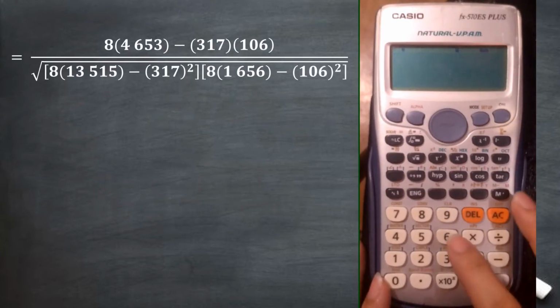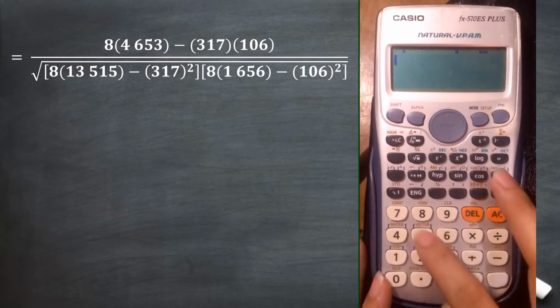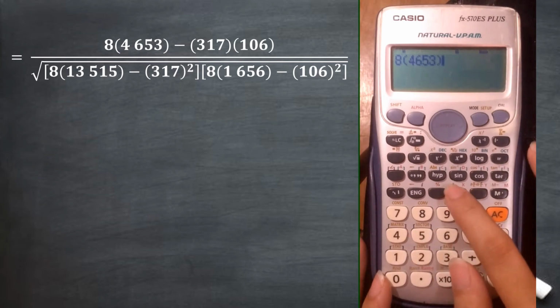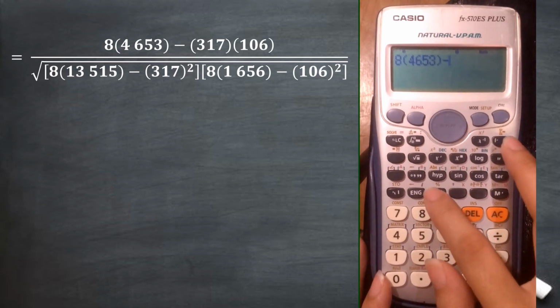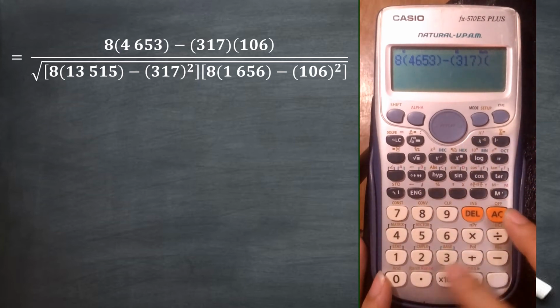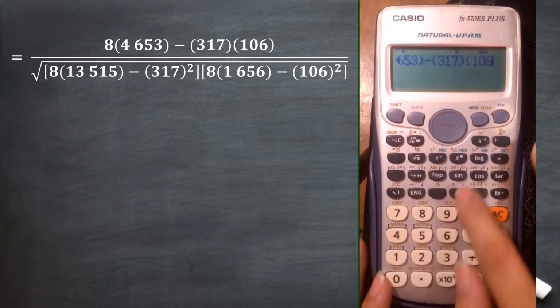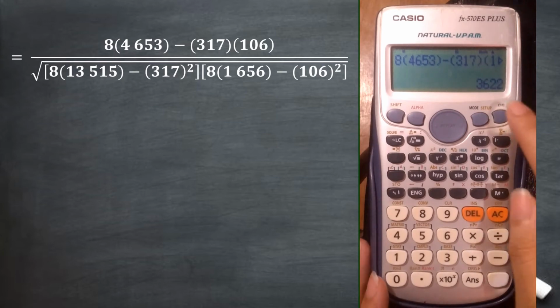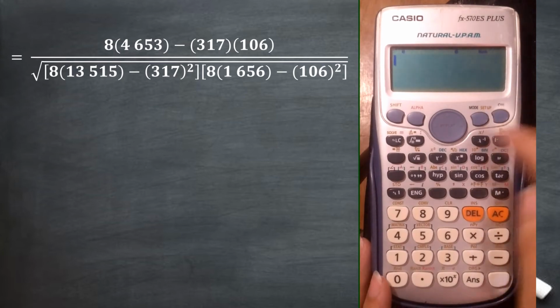Solving for the numerator, we have 8 open, 4,653 close, minus open 317 close open 106 close, and then equal sign. This is the value for your numerator. Next, we get the value for the denominator.